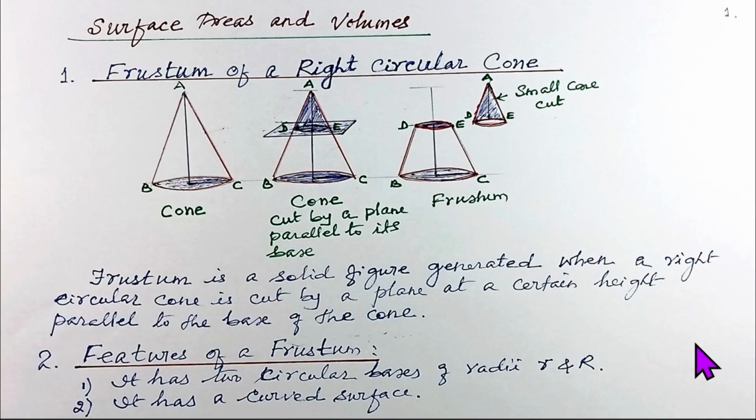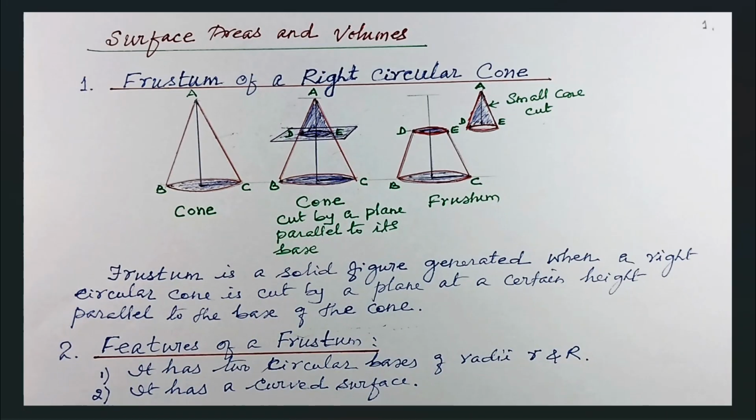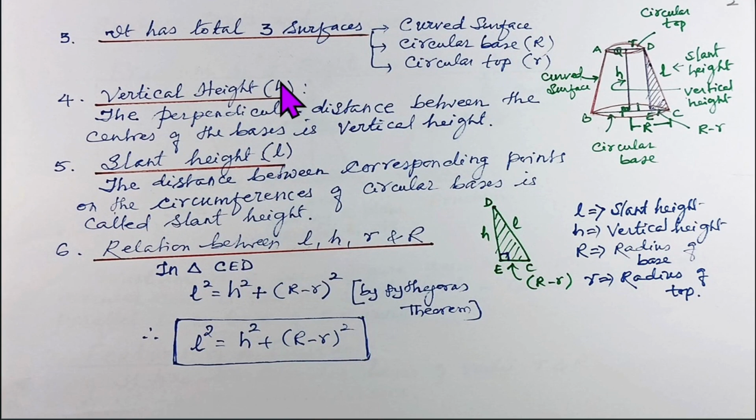So let us understand the features of a frustum. A frustum has two circular bases. So it has got one circular base here and the second circular base. So it has got two circular bases, and the bottom circular base is of radius capital R, and the top circular base is of radius small r. Now it also has a curved surface. So therefore, if you look at a frustum, it has total three surfaces. That is the curved surface, the circular base, and the circular top. So that is what I have shown in the figure here.